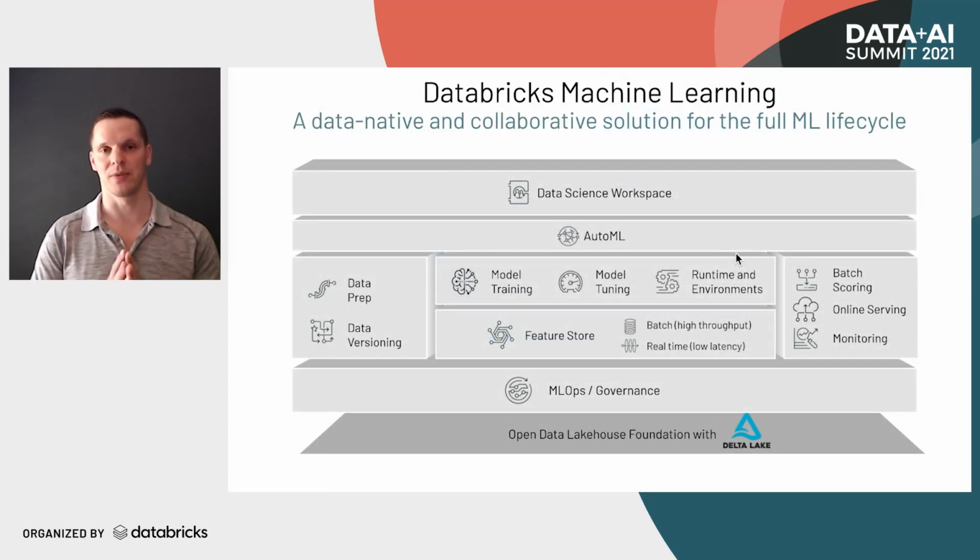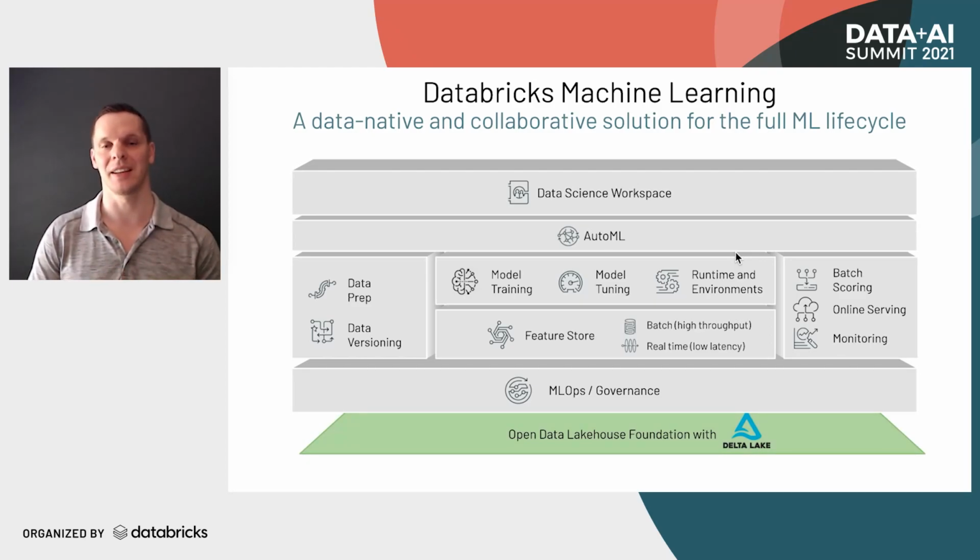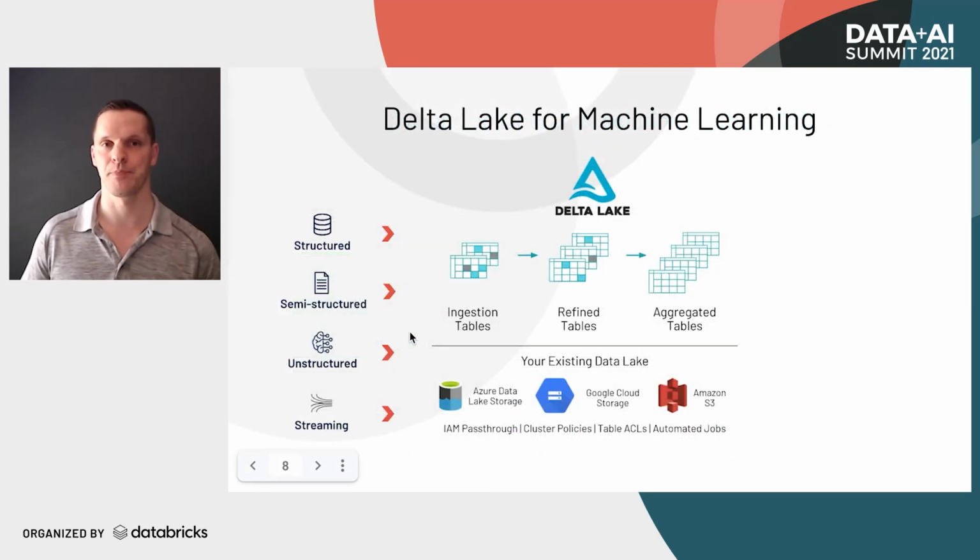So coming back to this overview, let's start with data, which is the most important piece of any machine learning platform. Of course, Databricks machine learning is built on an open data lake foundation with Delta Lake. Now that has a lot of implications for the scalability and what type of data that you can access. And really what we're talking about is this data prep and data versioning component in Databricks machine learning. So let's quickly dive into this topic.